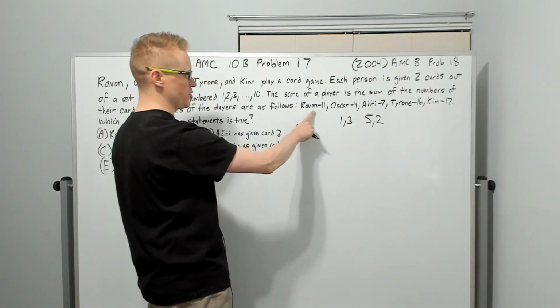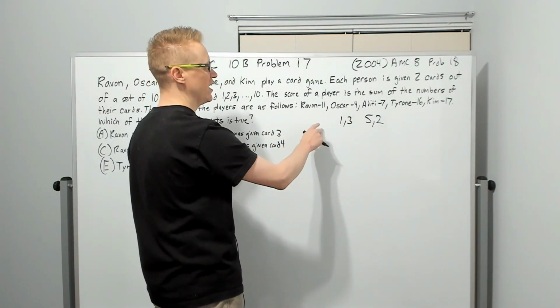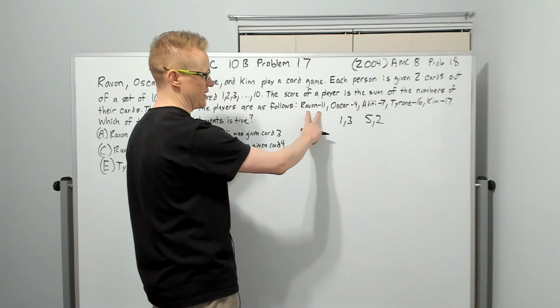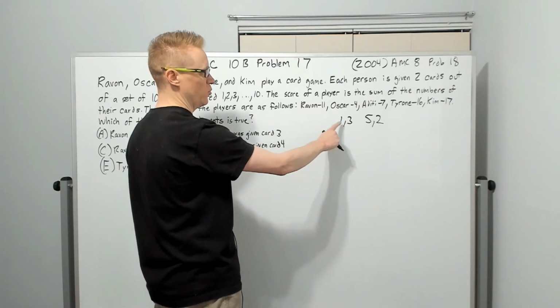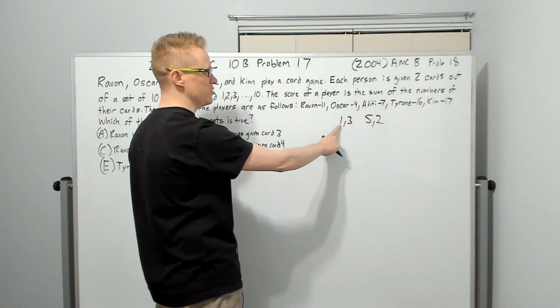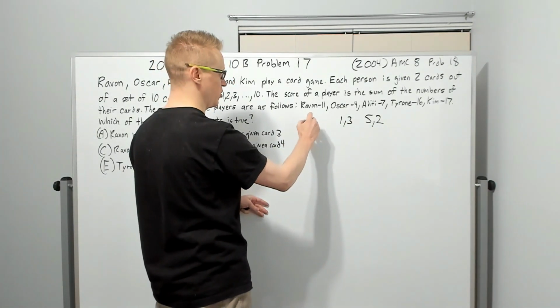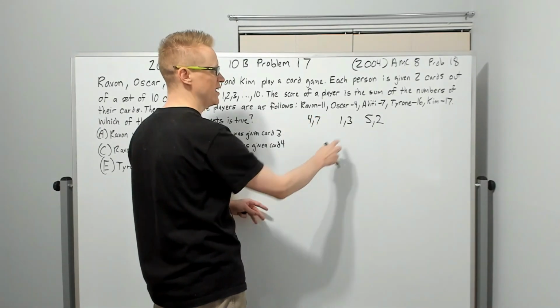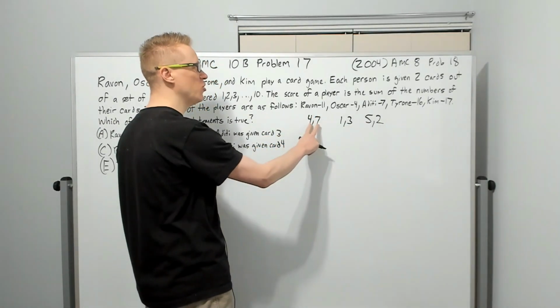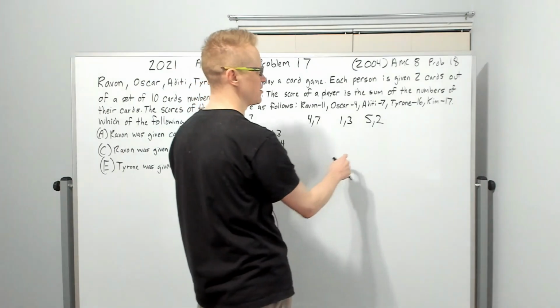The next most restrictive is Ravon. Could she have 10 and, it could be he as well, I don't know. 10 and 1, no, 1's in use. 2 in use, 3 in use. 4 is not in use, so we could do 4 and 7. 5 and 6 can't do it. Only 4 and 7 can be Ravon's score.